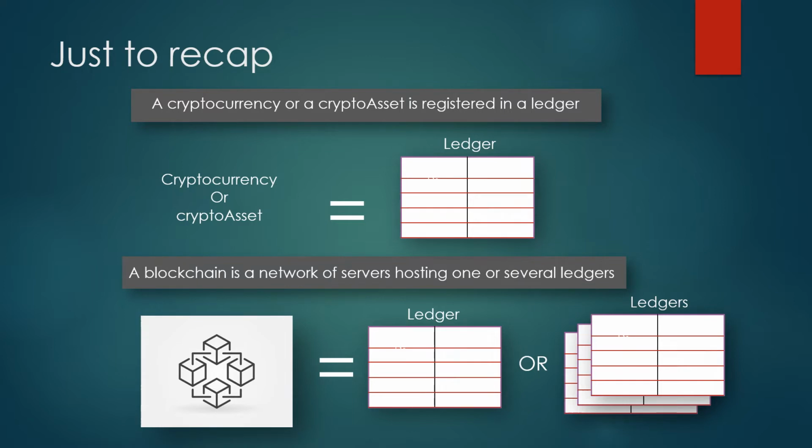If we take, for example, Bitcoin, we have a single ledger. But if we take, on the other hand, Ethereum, we have more than one ledger. Each token hosted on that network will have its own ledger.